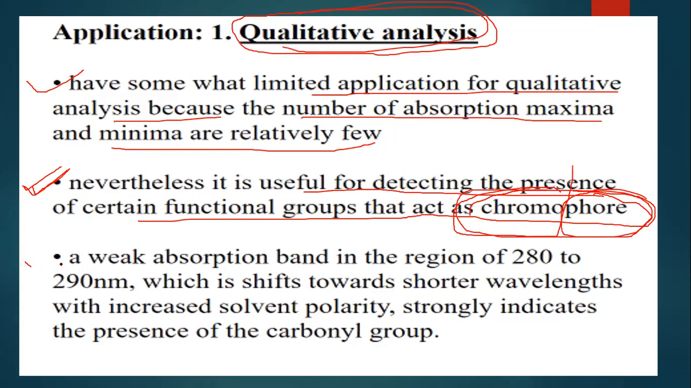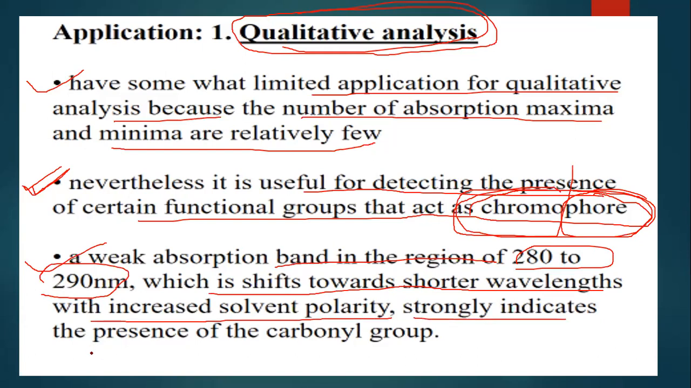A weak absorption band in the region of 280 nanometer to 290 nanometer, which shifts toward the shorter wavelength with increased solvent polarity, strongly indicates the presence of a carbonyl group. It means you can study carbonyl compounds with the help of this technique.